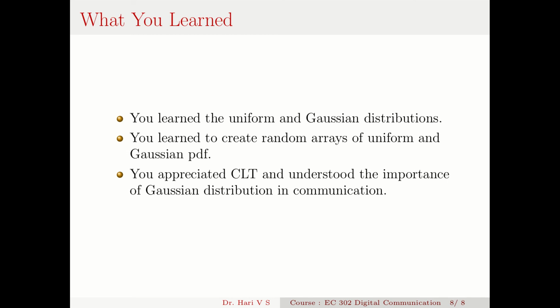Now, summary of understanding. Here you understood the uniform and Gaussian distributions. You understood the PDF and CDF of the uniform distribution and the PDF of the Gaussian distribution. About the CDF we will come later on. You learned to create random arrays of uniform and Gaussian numbers. This will be very useful when you simulate communication channel models. You know how to create random Gaussian noise. Then you appreciated the central limit theorem, and you understood the importance of the Gaussian distribution in communication.